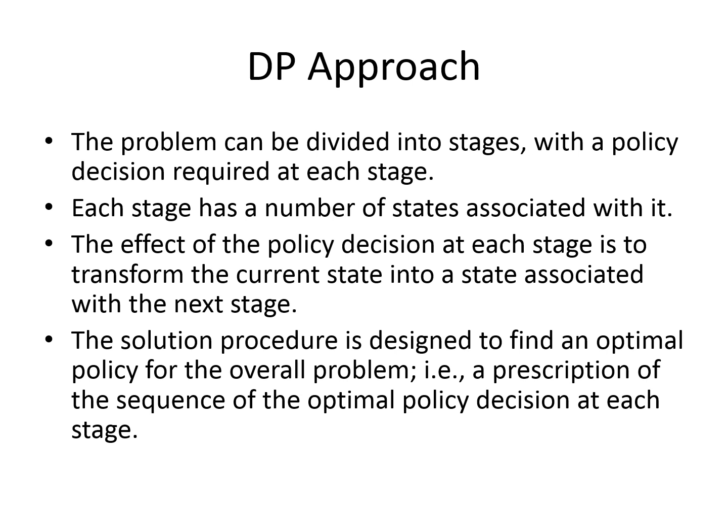Each stage has a number of states. We mentioned that already. So there are a bunch of states associated with a stage. The effect of the policy decision at each stage is to transform the current state into a state associated with the next stage. So basically, how do you move from one stage to the next stage? If you are in a certain state in a stage, what's the optimal move? What's the best thing you do to get to the next stage? The solution procedure is designed to find an optimal policy for the overall problem, and not a solution, as I said. A policy, a prescription of the sequence of the optimal policy decision at each stage.